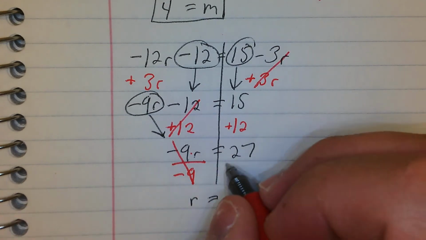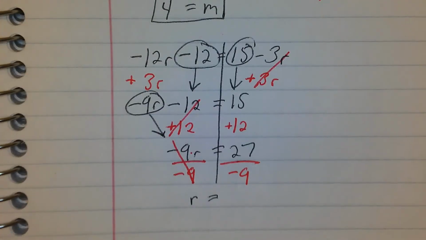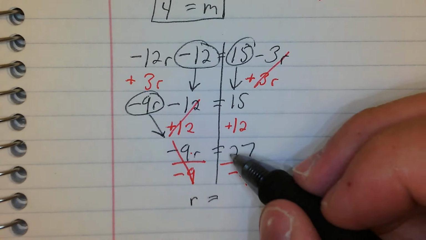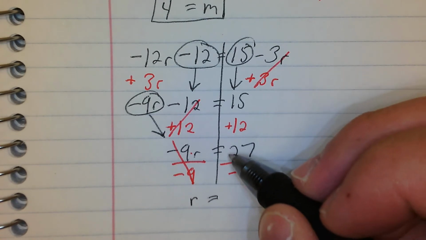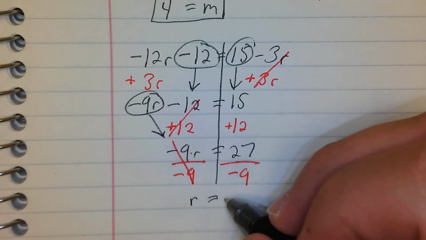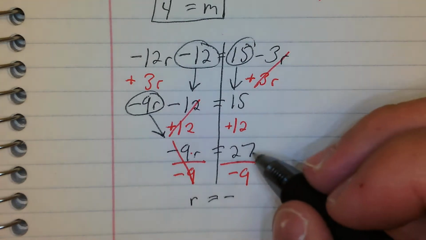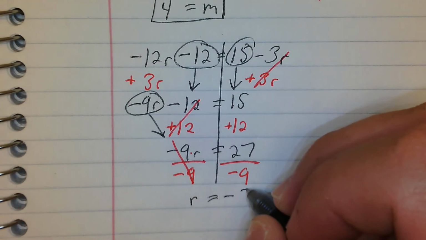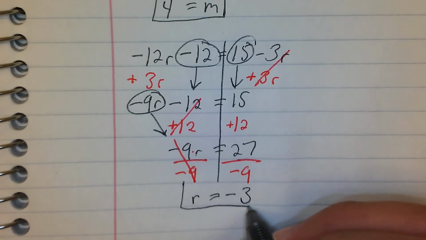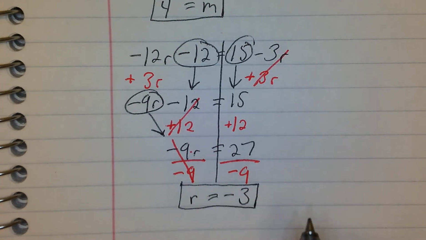And then what I do to one side, I have to do to the other. So I need to divide the other side by negative 9. Now in this case, I have a positive divided by a negative. Well, a positive divided by a negative will give me a negative answer. And then 27 divided by 9 is 3. So my answer would be r equals negative 3.